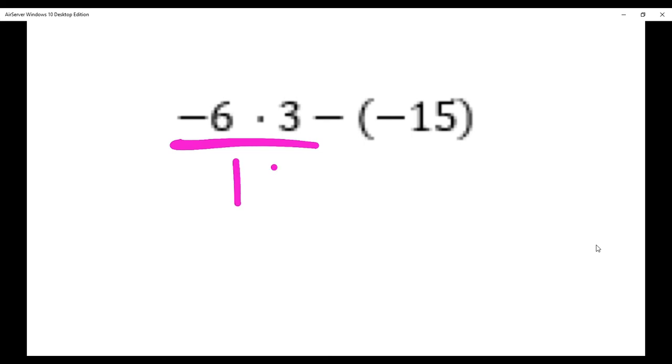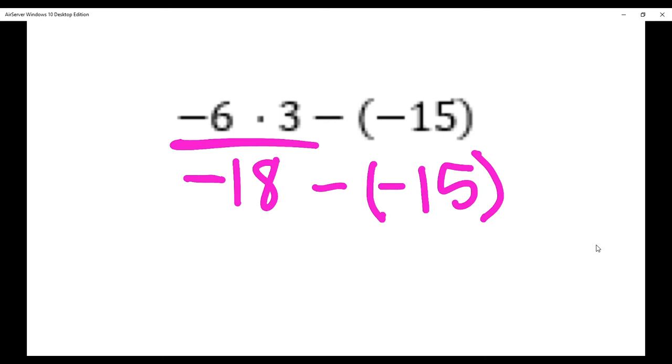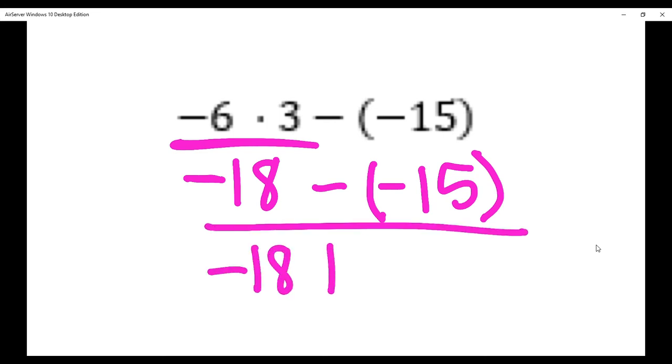So 6 times 3 is 18. When I do my Dorito Man, I have a negative and a positive, so my answer's got to be negative. Copy down the rest of the problem. I'm subtracting, so I have to do keep, change, opposite. So negative 18 plus opposite of negative 15 is positive 15.